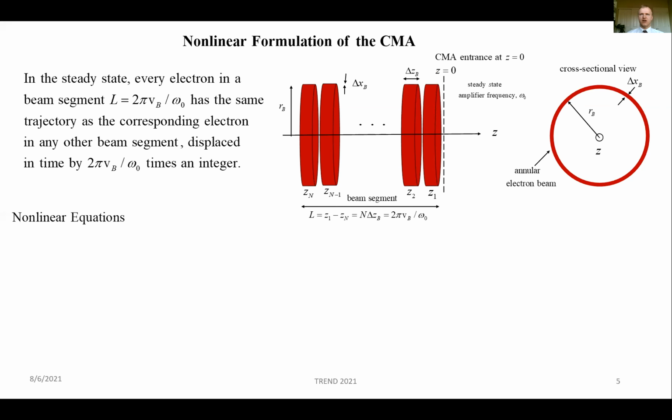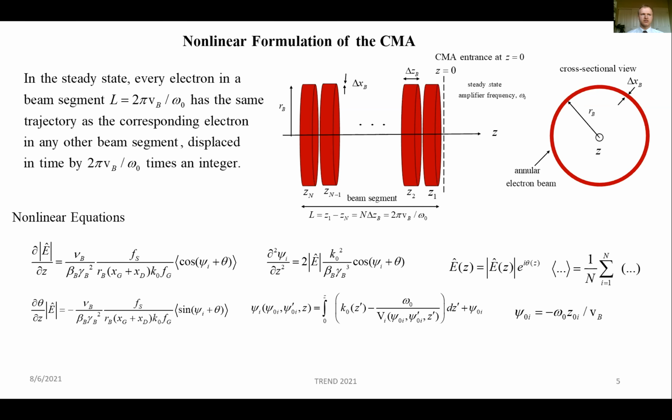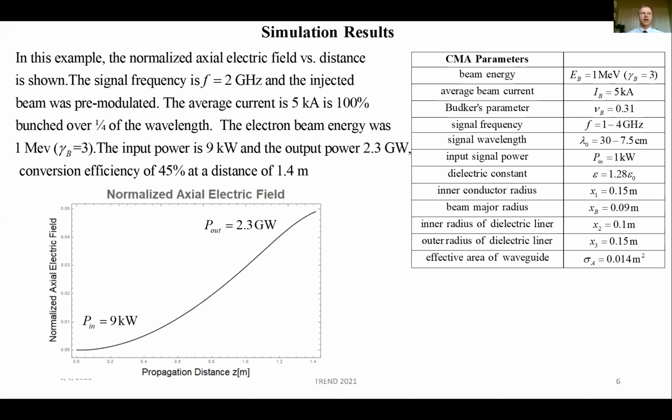This beam segment is divided into a large number of subsegments. We then solve the wave equation on the axial electric field self-consistently with the relativistic Lorentz equations to obtain a fully nonlinear self-consistent system of equations for the system. We solve this system numerically and perform many simulations. I will show one simulation example. In this example, the normalized axial electric field for propagation distance is shown.